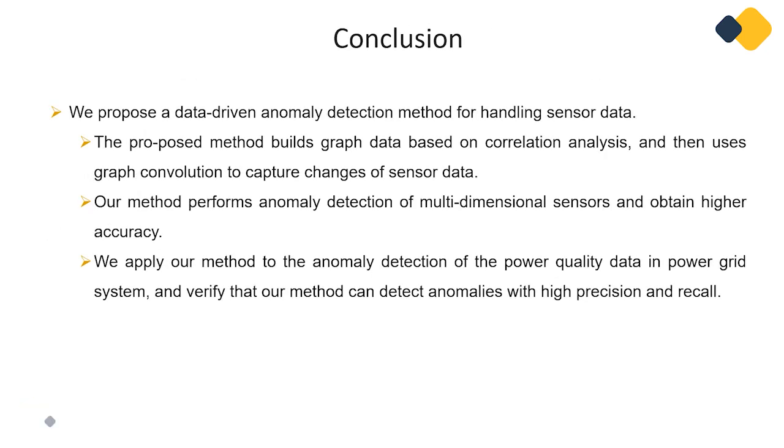Finally, the conclusion. We propose a data-driven anomaly detection method for handling sensor data. The proposed method builds graph data based on correlation analysis, and then uses graph convolution to capture changes of sensor data, which can analyze changes of dynamic sensor data in the IoT environment.